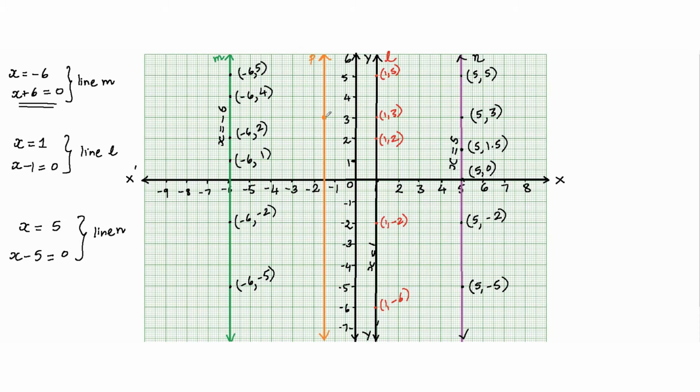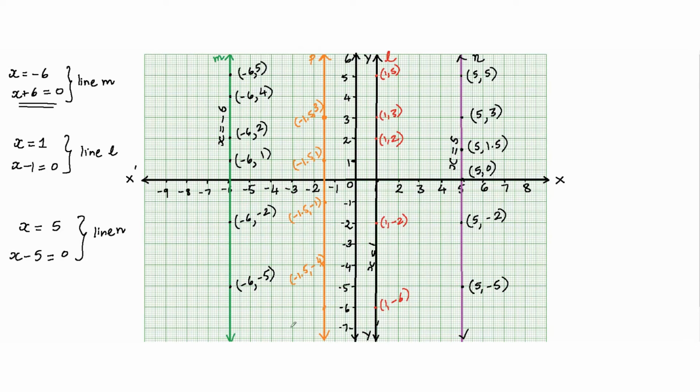This particular point has x coordinate negative 1.5. If you notice, it is exactly between -1 and -2. So the x coordinate is negative 1.5 and the y coordinate is 3. The x coordinate of this point is negative 1.5 again, y coordinate is 1. This point has x coordinate negative 1.5, y coordinate negative 1. This point has x coordinate negative 1.5, y coordinate negative 4.